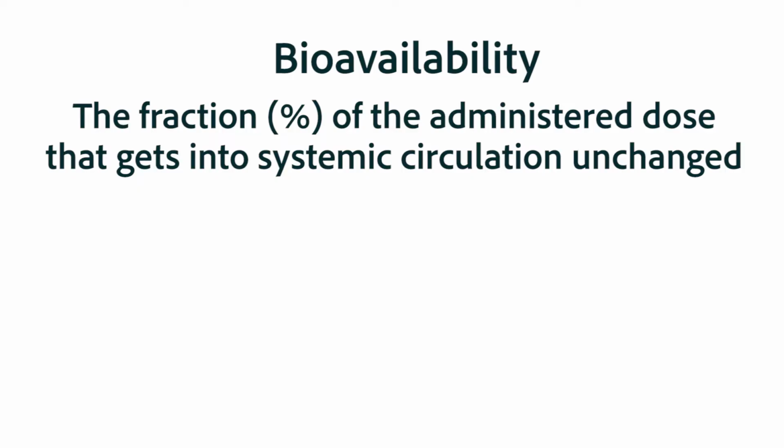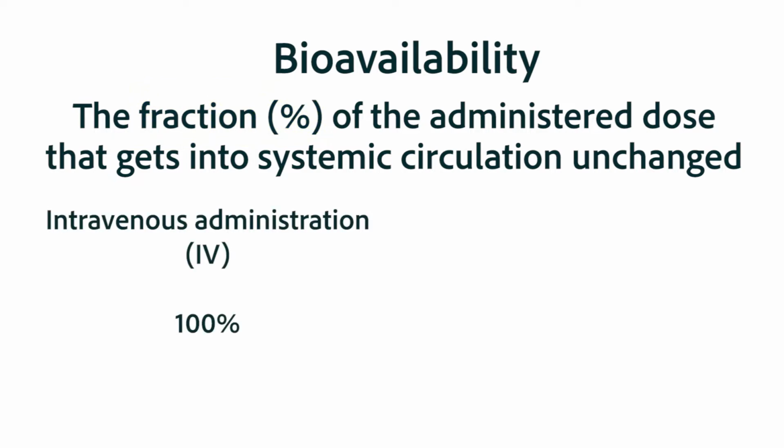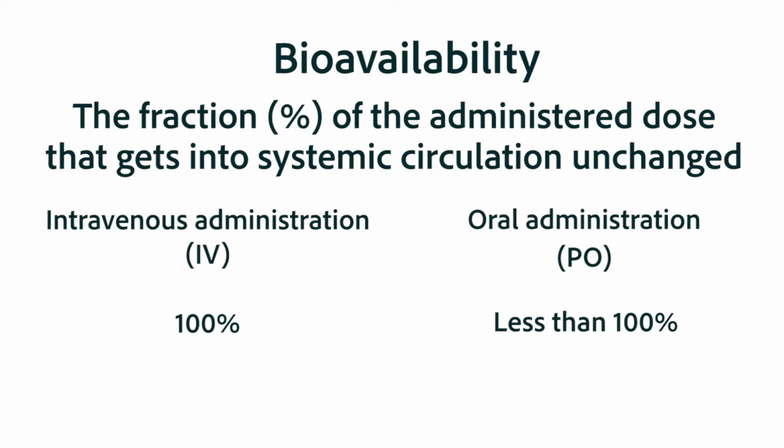Bioavailability is the fraction, the percentage, of the administered dose that enters into systemic circulation unchanged. If we injected the medication into a vein, in other words, intravenously administered the omeprazole, the bioavailability would be 100%. 100% of that medication would get into the circulation unchanged. But we took the medication orally. So for omeprazole, the bioavailability is about 60%.